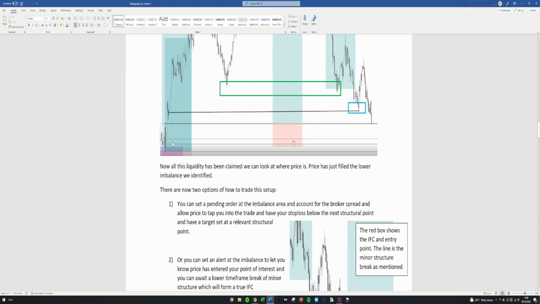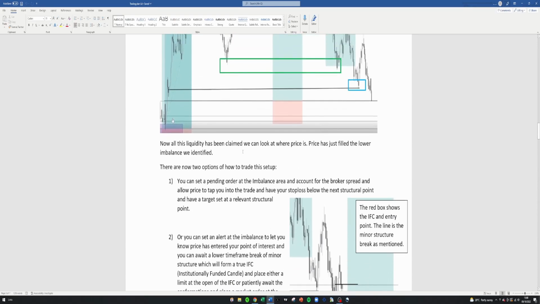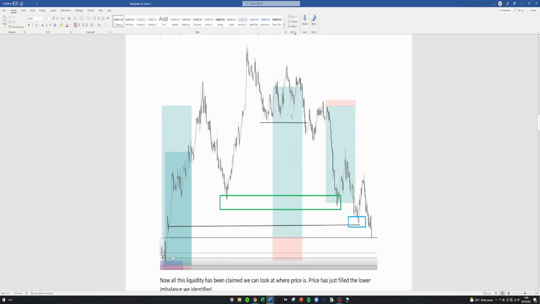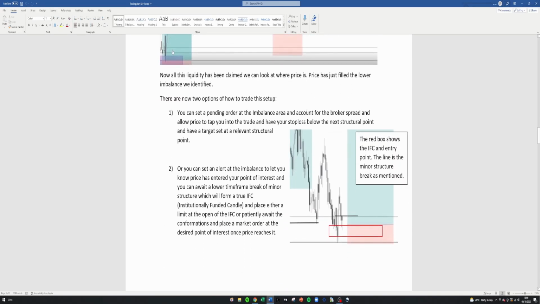There are now two options for how this specific setup can be traded. You can set a pending order at the imbalance area, making sure you account for your broker spread, allow price to tap into it and trade from it, and have your stop loss below the next structural low point, in our case because we're buying, and a target set at a relevant structure point. Okay, so that's one way to trade it.